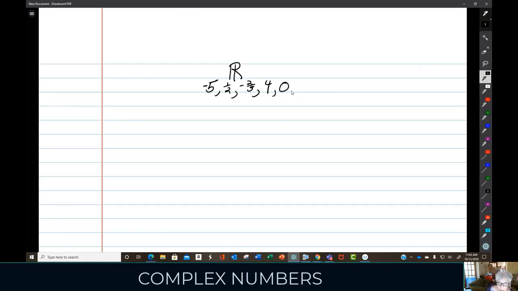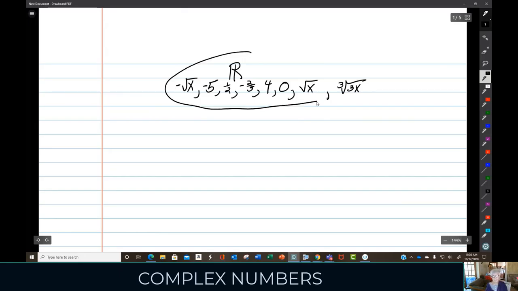It's got square roots. It's got negative square roots. It's got cube roots like we were dealing with, and the negative version of that. It's got a whole bunch of numbers. In fact, there are an infinite number of numbers in our real number system, which makes it really, really big. For the longest time, people thought that was all there was.